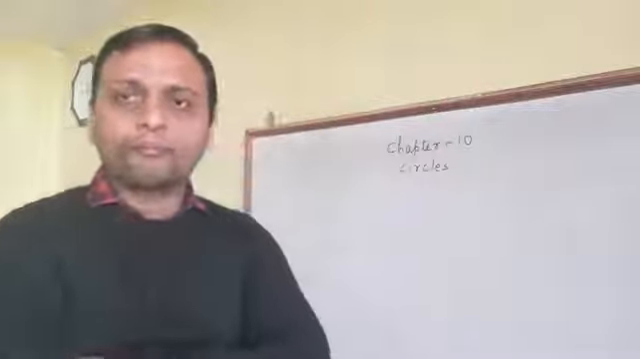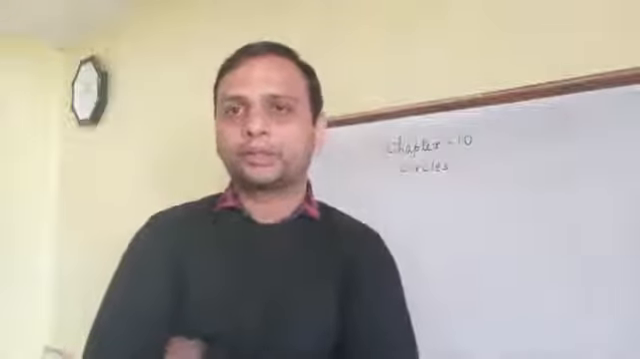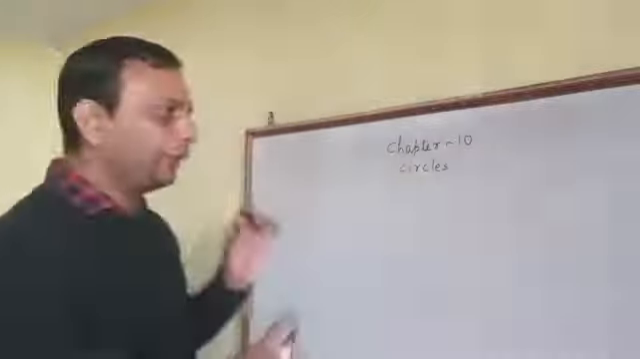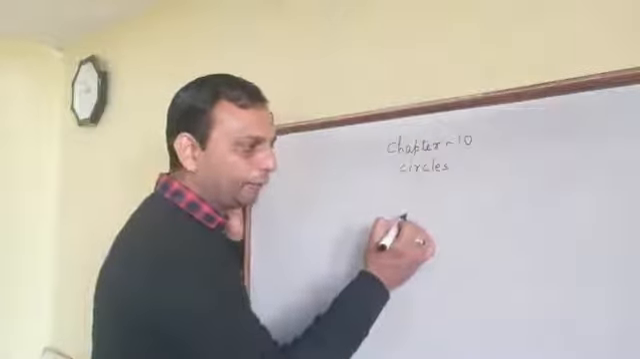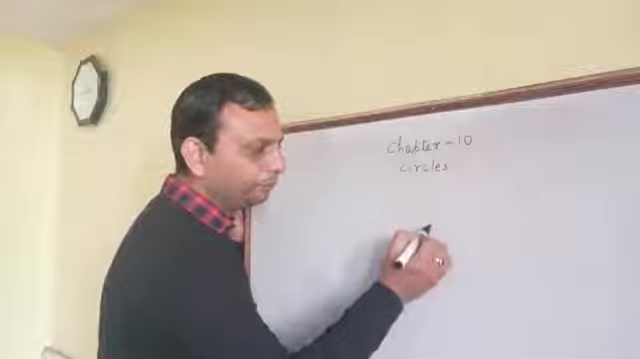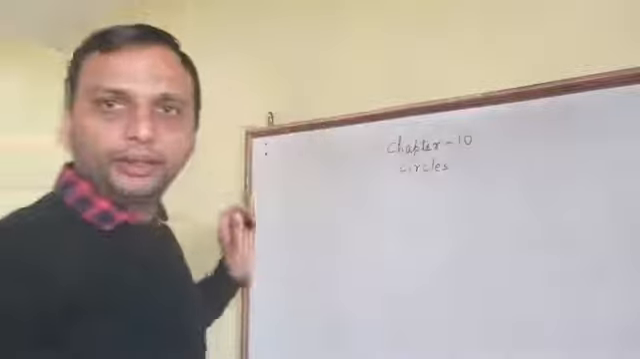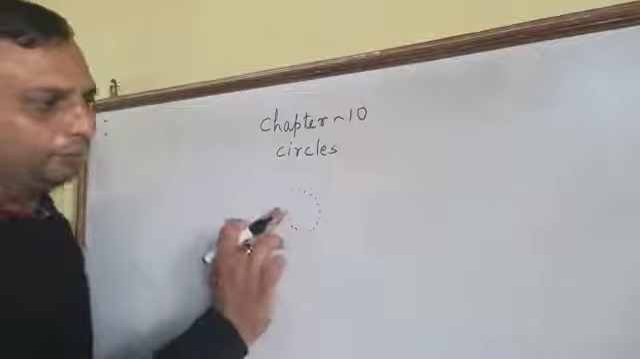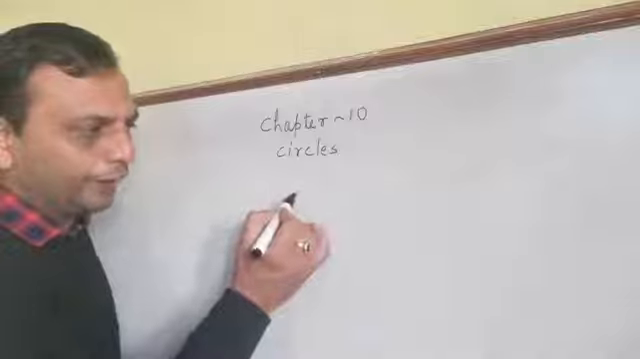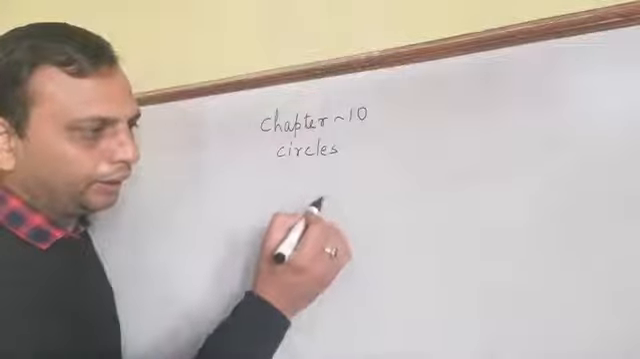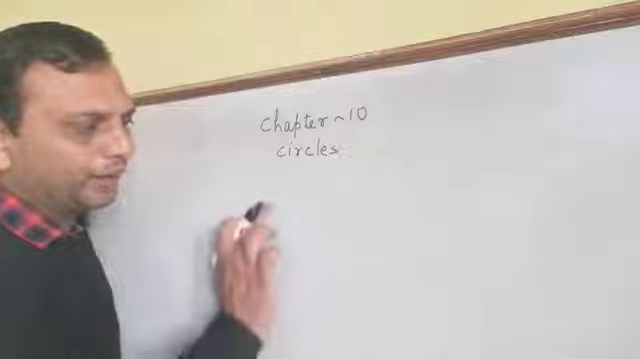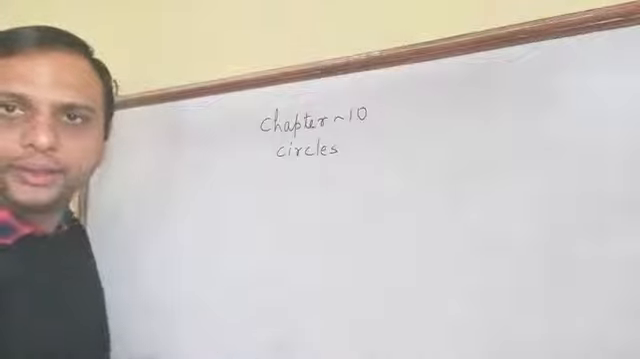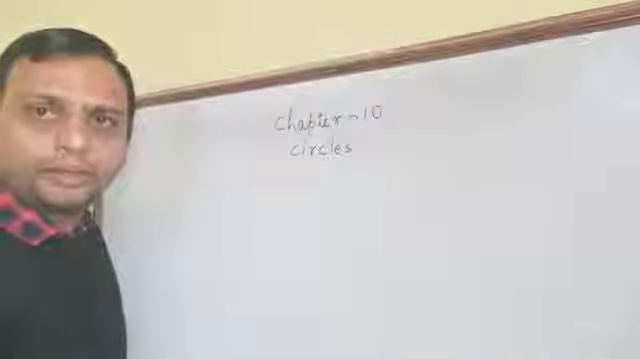So first, let me give the introduction to the circle. What is a circle? A circle is the collection of different points when they join together. If these points are joined together, then they form the circle. So many points, when they come together, can form one circle. So it is a collection of an infinite number of points.